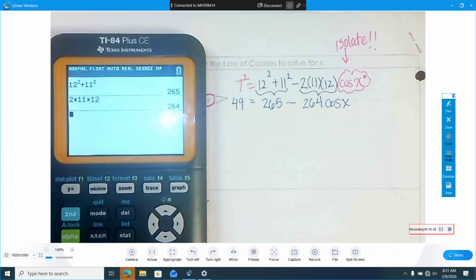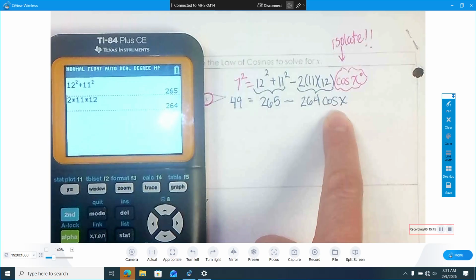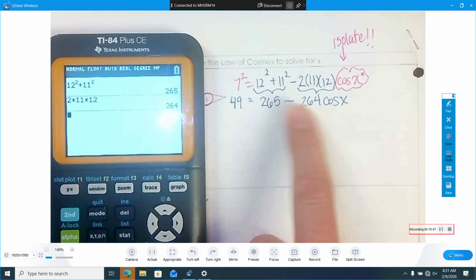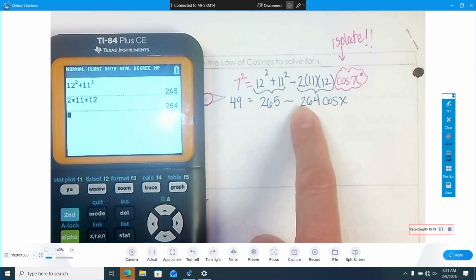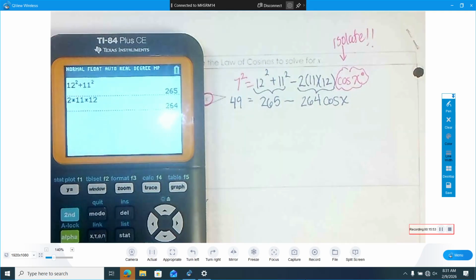Do not do 265 minus 264. That is not a thing, okay? This has a cosine x fanciness on it. These are not like terms. This is a regular number. This is totally messed up. It's got a cosine x on it. It's not the same. Do not combine.